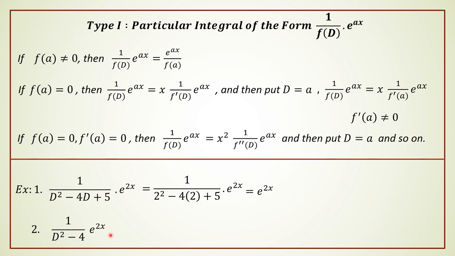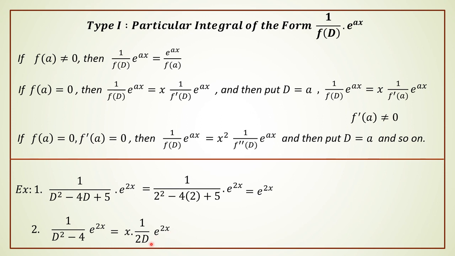So if the denominator is 0, what does the rule say? You have to multiply by x, and then you have to differentiate the denominator and then substitute your D by the coefficient of x. That means I have to multiply by the independent variable x and I have to differentiate the denominator. What is the differentiation of D square minus 4? It is 2D. So that 1 by 2D will be acting on e to the power 2x.